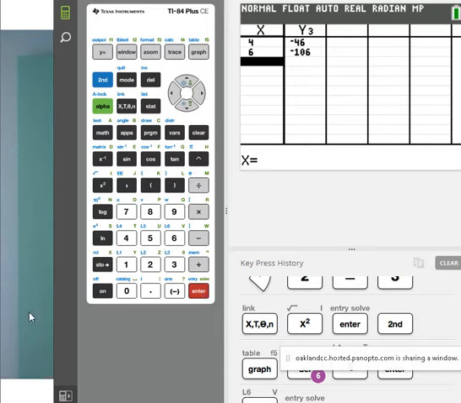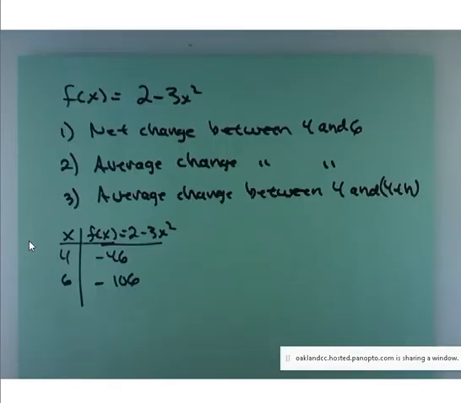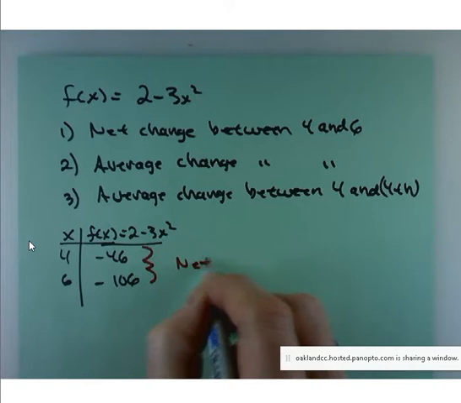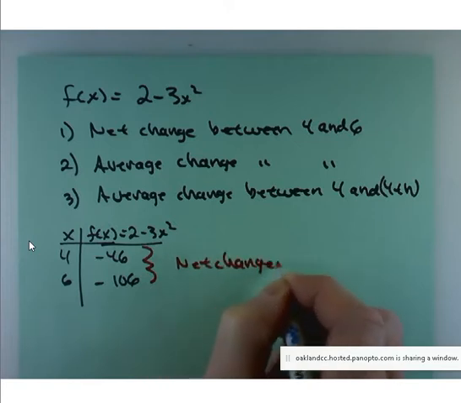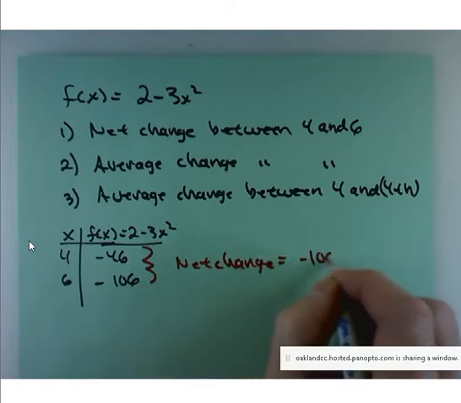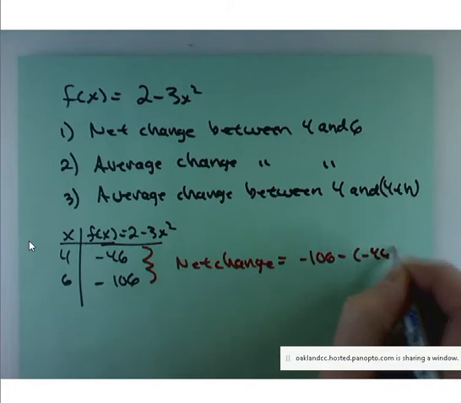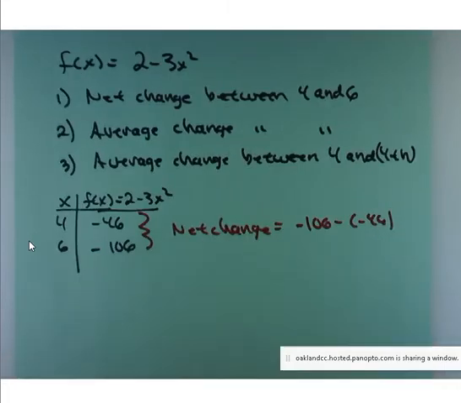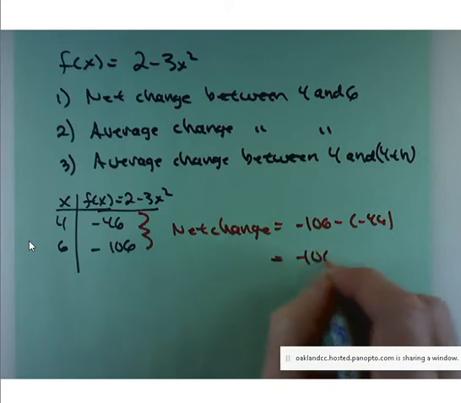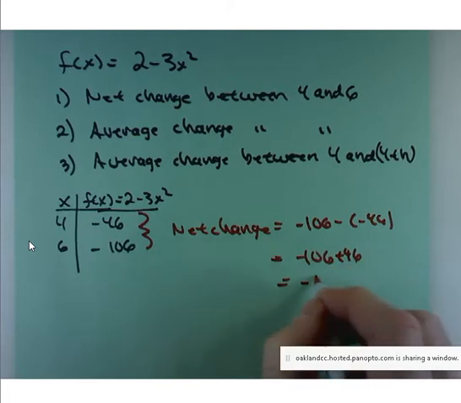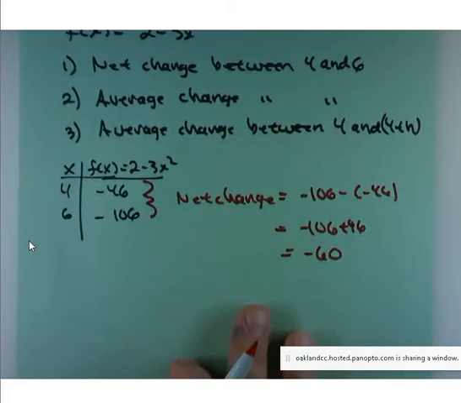And those are good values to look at because the net change is just going to be the difference in the y coordinates. So net change is going to equal negative 106 minus negative 46. So those two negatives there in the middle cancel each other out, becomes a positive. Negative 106 plus 46 is going to be negative 60. So that's your net change.